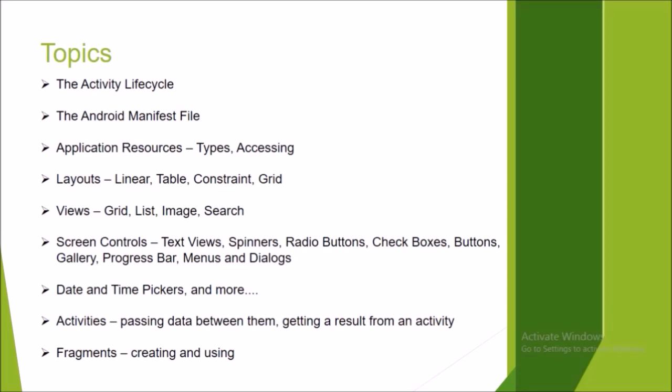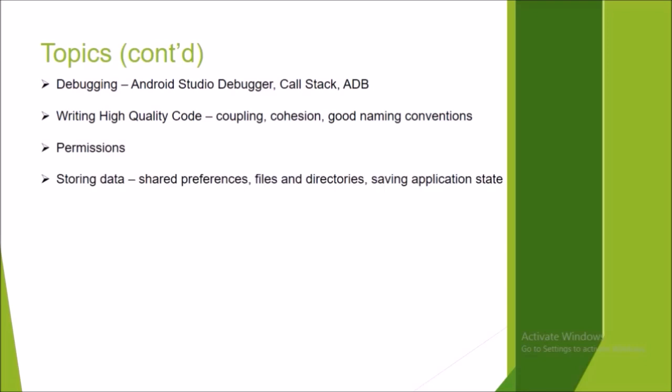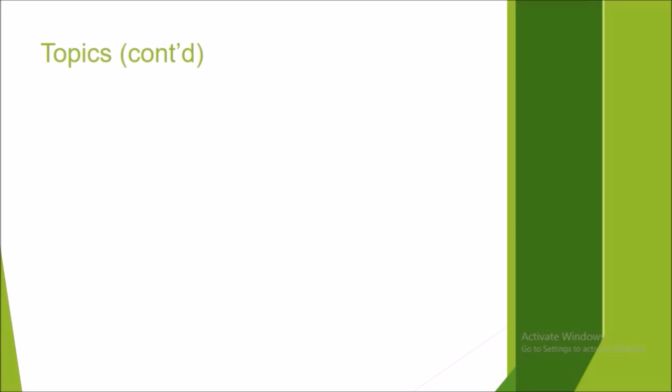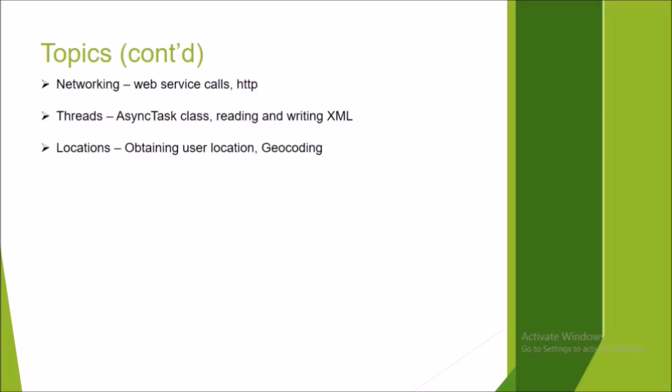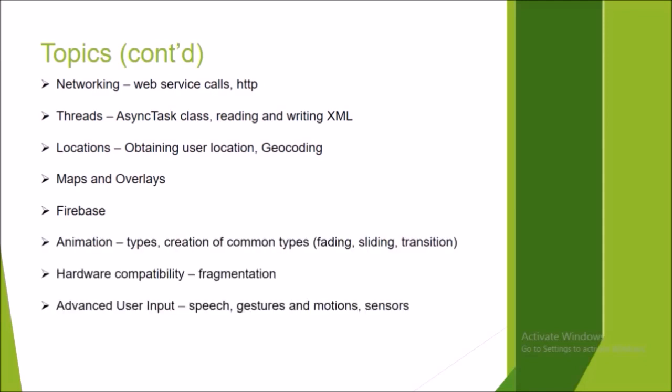Here's a quick rundown of the topics that we're going to address. We're going to be looking at the activity lifecycle, the Android manifest file, application resources, layouts, views, screen controls, date and time pickers, activities, and fragments. We're also going to address debugging, writing high-quality code, permission, storing data, services, broadcast receivers, notifications, databases and SQLite, as well as networking threads, locations, maps and overviews, Firebase, animation, hardware compatibility, advanced user input, and publishing your application in the Android market.